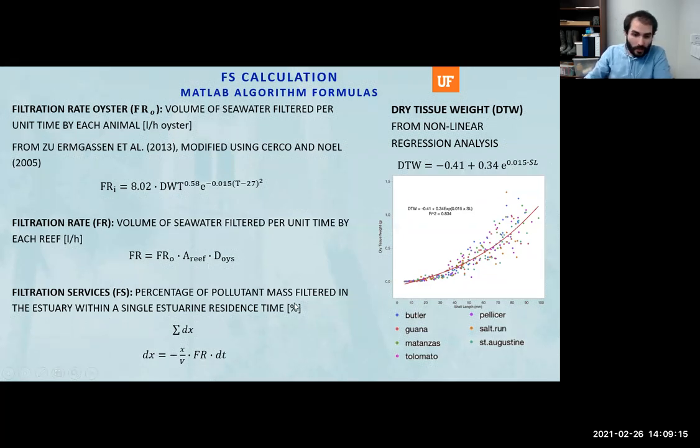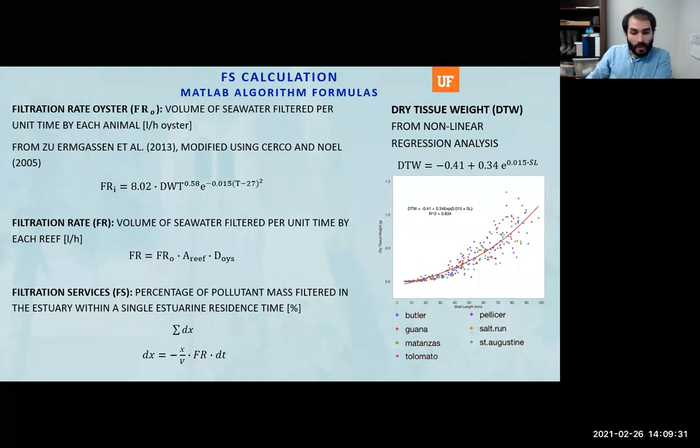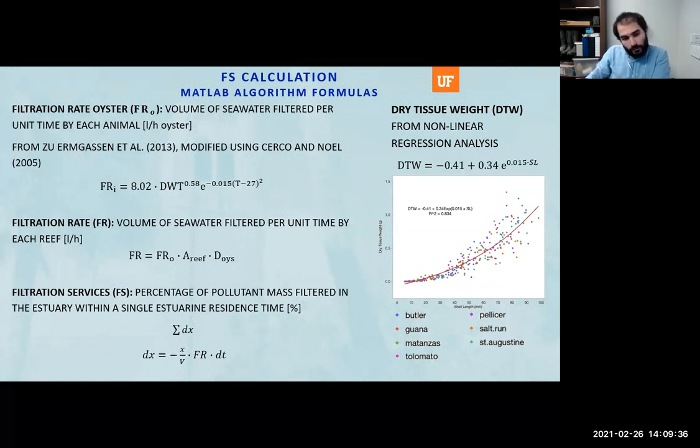The value is calculated in percentage, and it is proportional to the sum of the x. What is the x? The x is simply the change in the mass of the particles moving inside our domain when they pass through the reefs. And I will explain later how we calculate this and how this works. But basically, this value depends on the volume of the water above a reef, on the filtration rate of the reef, and on the time spent by the particle over each reef.